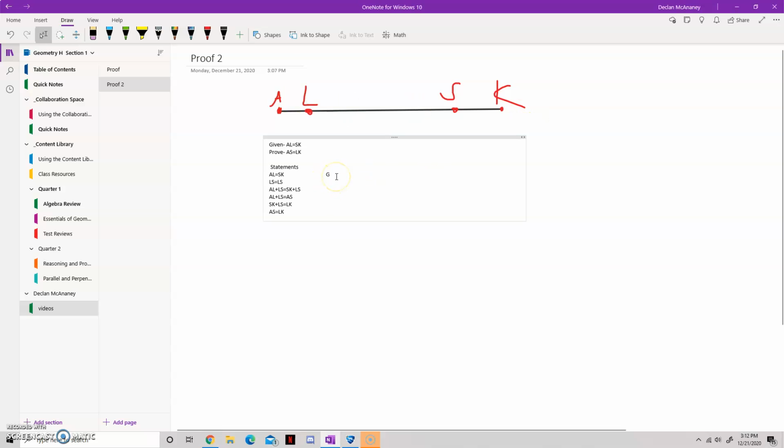So let's start with, we know this is going to be given because it's given to us here. In this, LS equals LS. This is something called the reflexive property, and what the reflexive property says is that any real number is equal to itself. So we know LS equals LS.